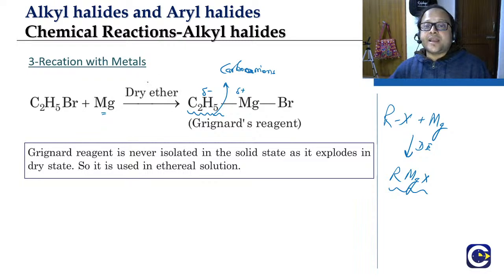And the presence of dry ether as solvent is very important, right? Why is it very important? Because the solid form is going to explode if not handled properly, and therefore it is always a danger for the lab chemist, and hence we always prefer to use ethereal solutions, right? The rest of the questions and further discussion will be done in the next class, right?